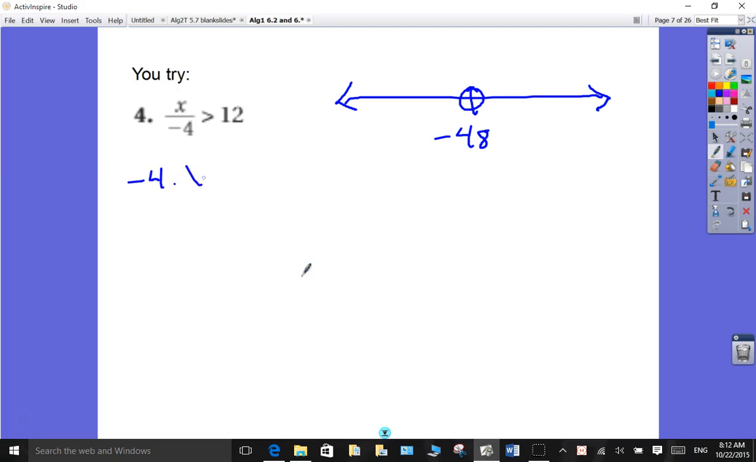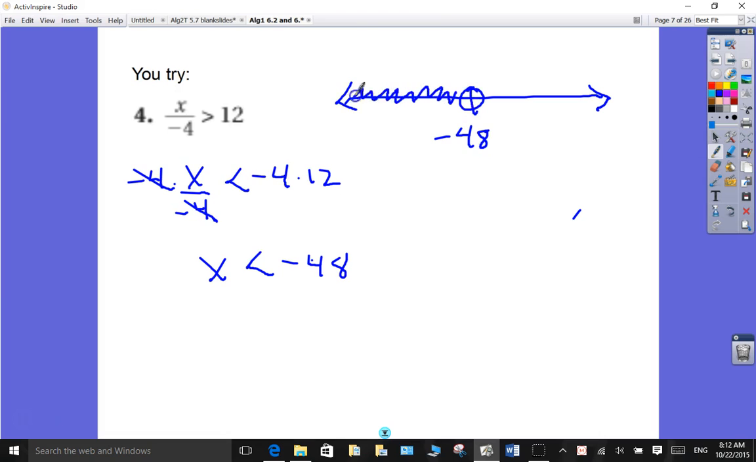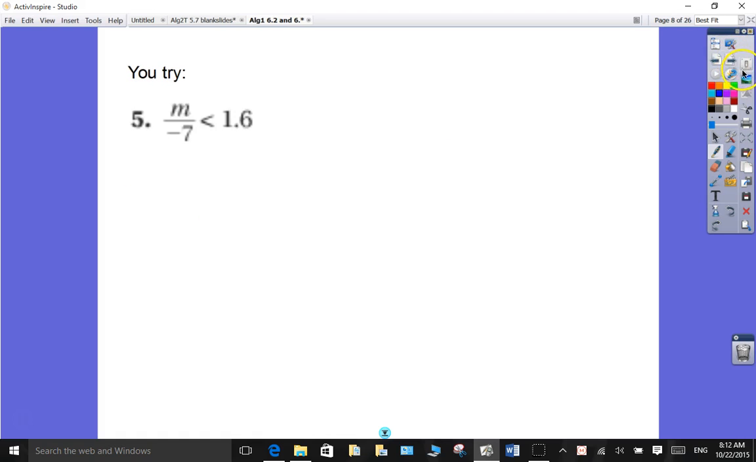-4 times x over -4 is less than -4 times 12. Cancel, cancel. X is less than -48. So you are correct. Okay, try another one.